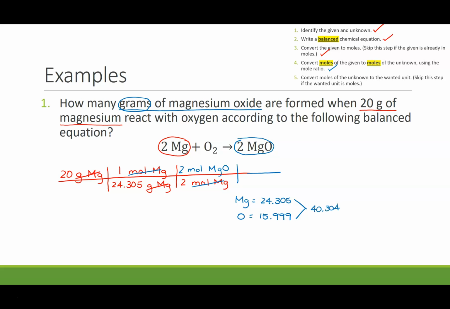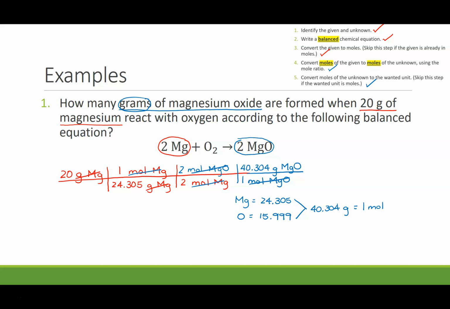So what this means is 40.304 grams of magnesium oxide is in 1 mole of magnesium oxide, and we will put that in the grid. I will put 1 mole MgO on the bottom and 40.304 grams MgO on the top. And moles of MgO will then cancel, and step 5 is finished. So this is the work.